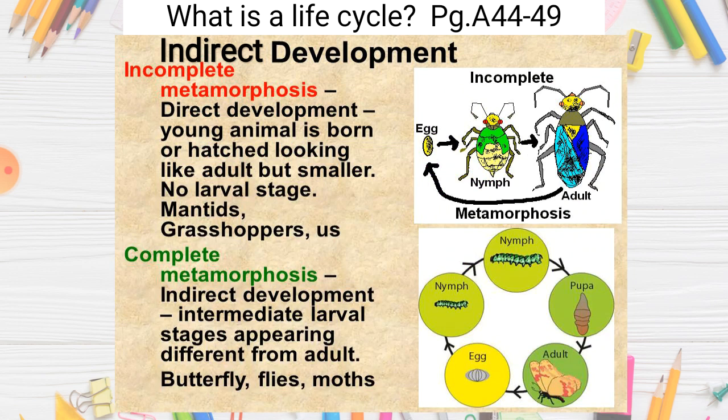Indirect development has two ways. 1. An incomplete metamorphosis, for example, a cricket goes from being an egg to a nymph, which is similar to the adult cricket. 2. A complete metamorphosis, when the animal literally transforms into something very different from the beginning. Example, a caterpillar that goes through a pupa stage to become a full butterfly.